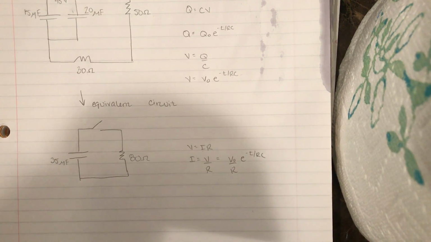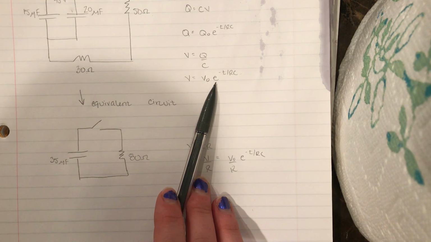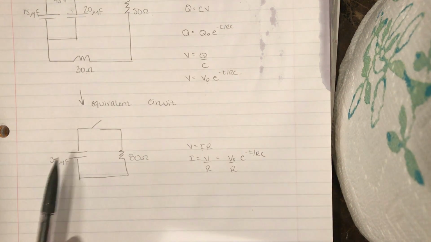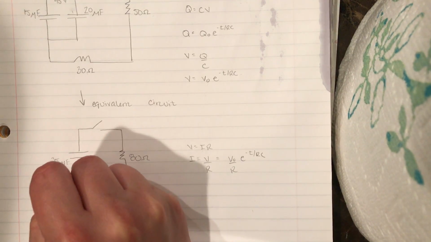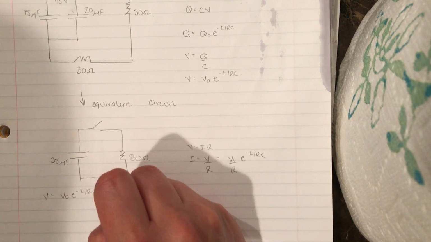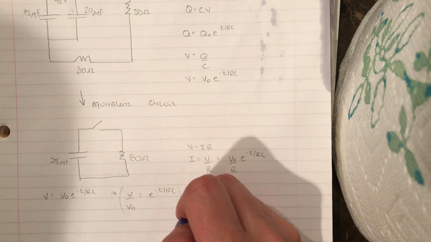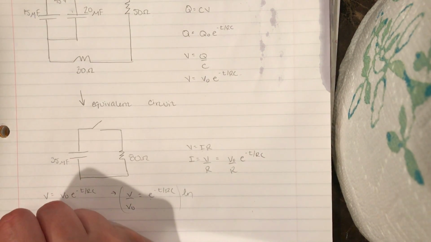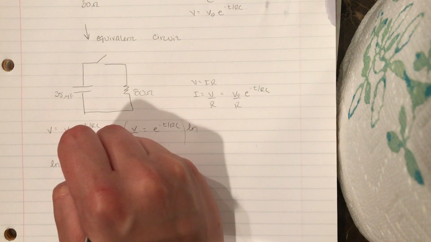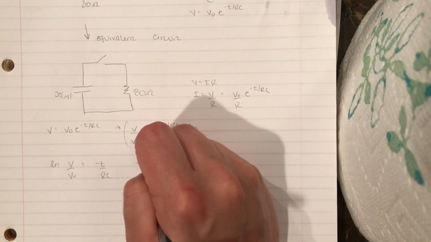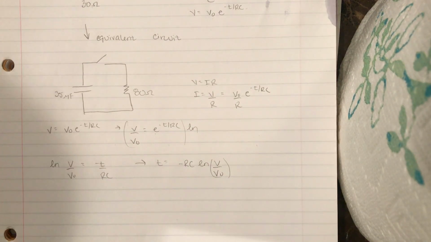Using this, we can solve for the time when the potential across each capacitor is 10 volts. So V is equal to V naught e to the minus t over RC. So V over V naught equals e to the minus t over RC. We're going to take the natural log of both sides to get rid of the exponential. So natural log of V over V naught is equal to minus t over RC. So t equals minus RC log V over V naught.